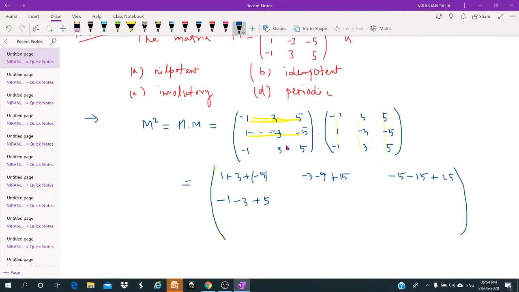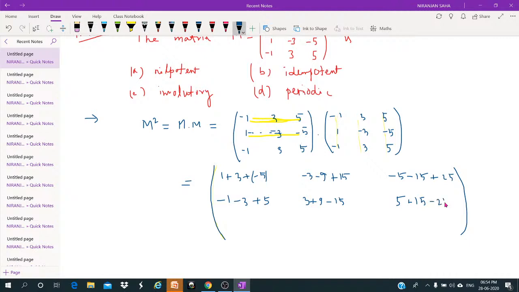Now second row second column: 1 and 3 will give us 3, minus 3 and minus 3, plus 9, and minus 5 and 3 will give us minus 15. Now 1 and 5, 5, minus 3 and minus 5, plus 15, and minus 5 and 5, minus 25.